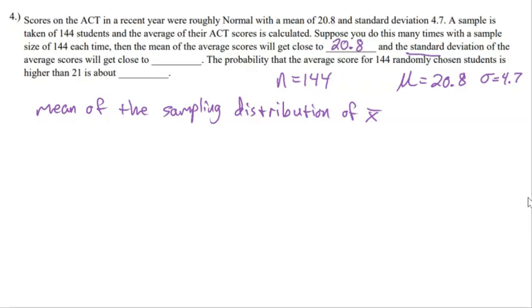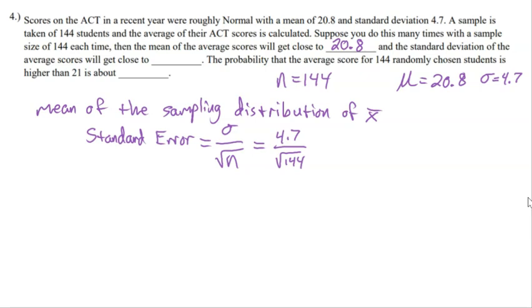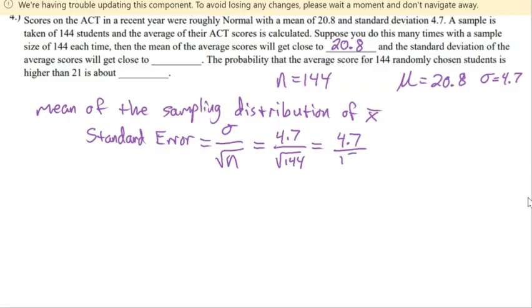And the standard deviation of the average scores, well, that's the standard deviation of the sampling distribution, and we call that the standard error. So they're just asking for, well, what's the standard error with an n of 144? And remember, the standard error is equal to sigma divided by the square root of n. So that'll be 4.7 divided by the square root of 144. And remember, the square root of 144 is 12. So really, we're just doing 4.7 divided by 12.